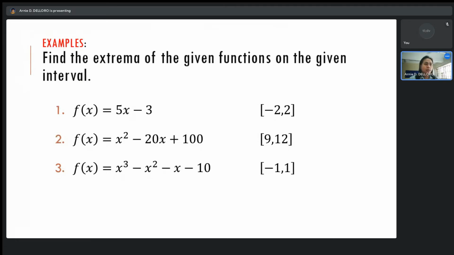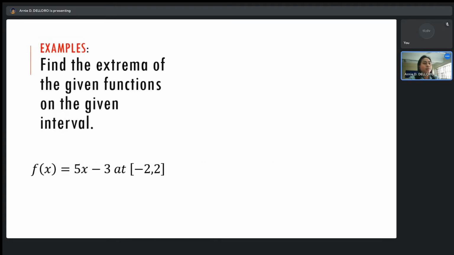Okay? So, in these examples, we are asked to find the extrema of the given functions on the given interval, either the maximum or the minimum values, or extreme values. So we may have a minimum, we may have a maximum value. In this case, ipakita natin yung graph para mas malinaw. Find the extrema of the given function on the given interval.